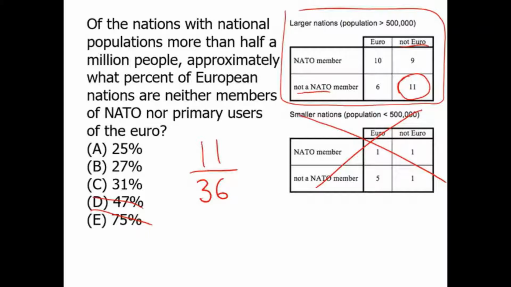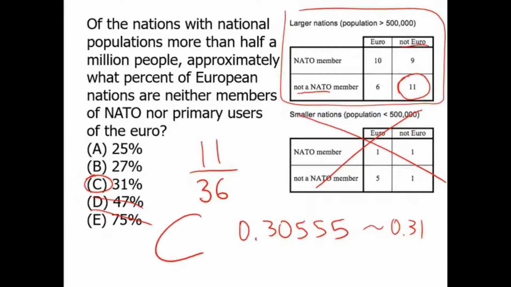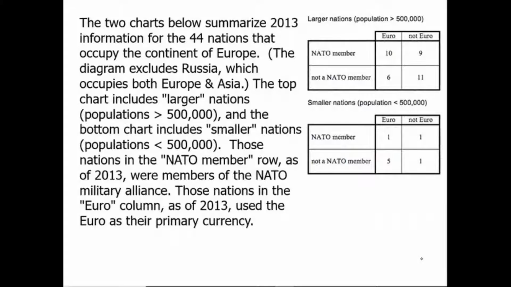On the calculator, if we calculate this, 11 divided by 36, we get 0.30555 repeating, which would round to about 31%. Answer choice C.